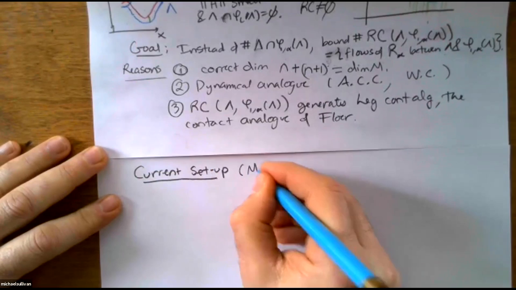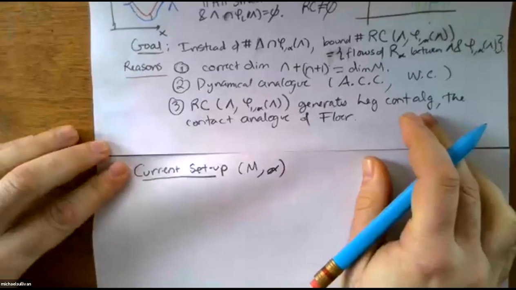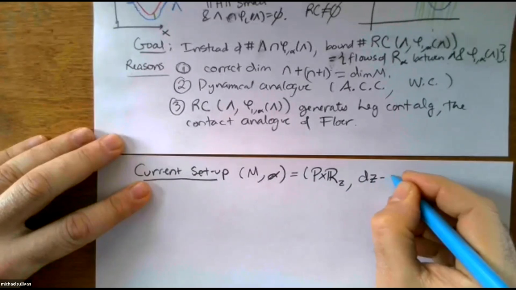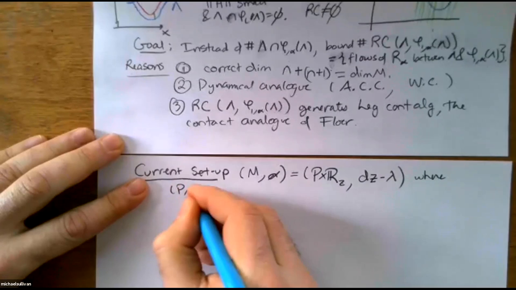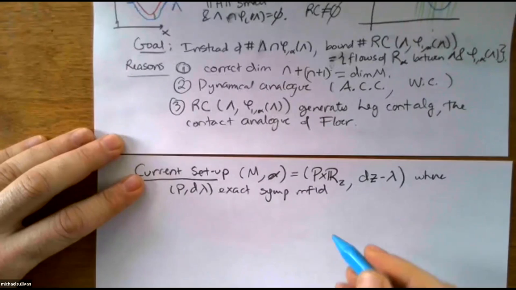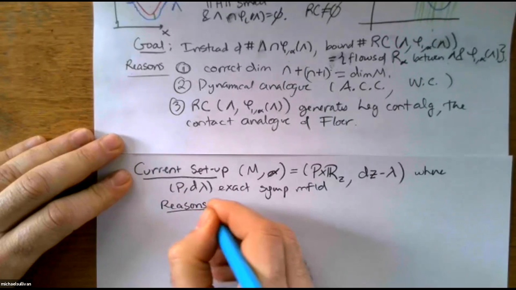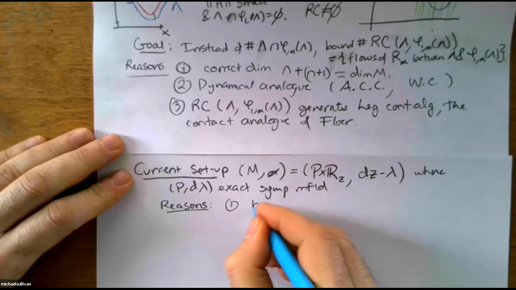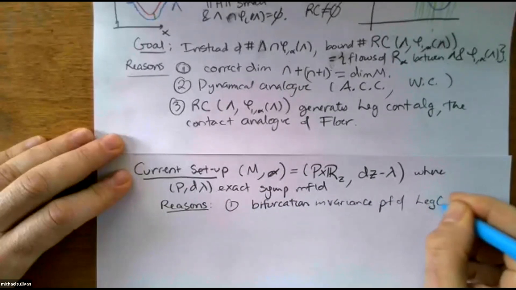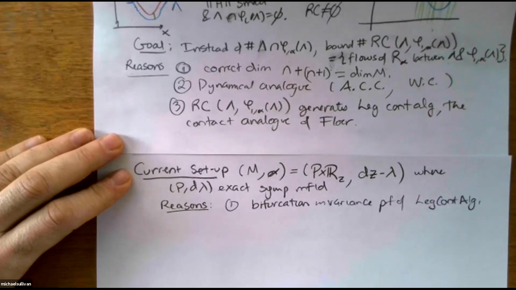We want to choose our contact manifold and contact form to be very special. It's going to be P cross R, let's say Z, and the contact form is dz minus lambda, where P, d lambda is an exact symplectic manifold. So this includes the jet space example I was just drawing. The reasons for that are that we have a couple of things we need in order to get results. The main one is that we need a bifurcation invariance proof of Legendrian contact algebra, which I haven't defined yet, but this is more for people in the know. You can ignore these little reasons.